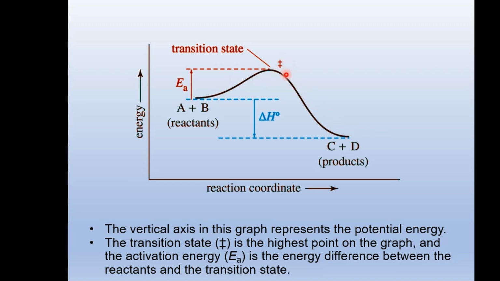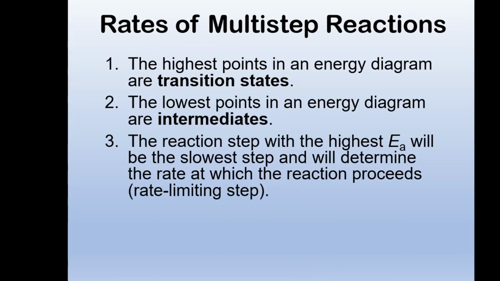So there's a thing called the double dagger. It's called the transition state, and that's the highest point on the plot. And normally this is where bonds are being broken and formed at the same time. Let's look at that highest point. Highest points in an energy diagram are transition states. If we have any wells or lower points in between products and reactants, we call those intermediates.